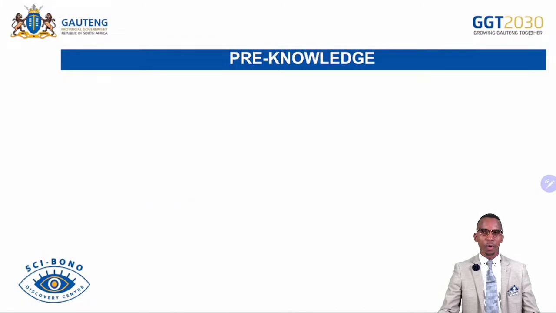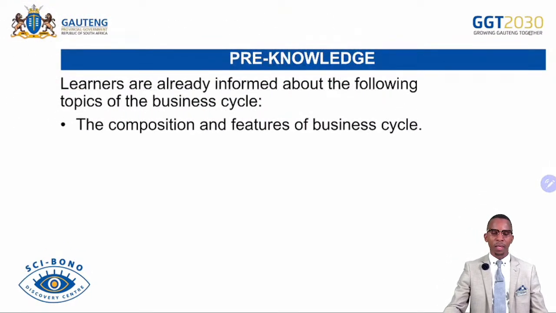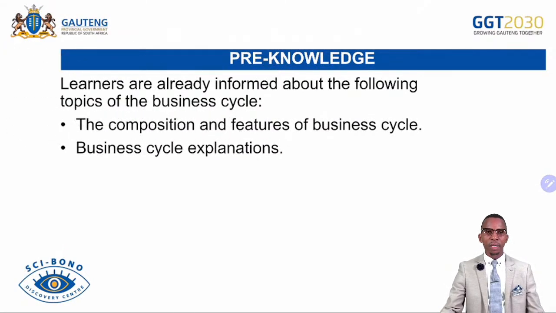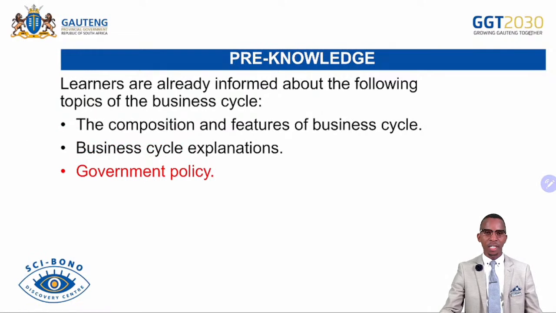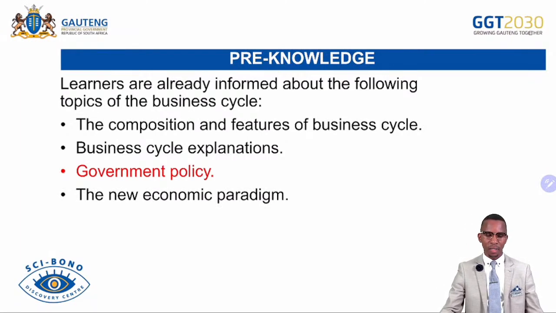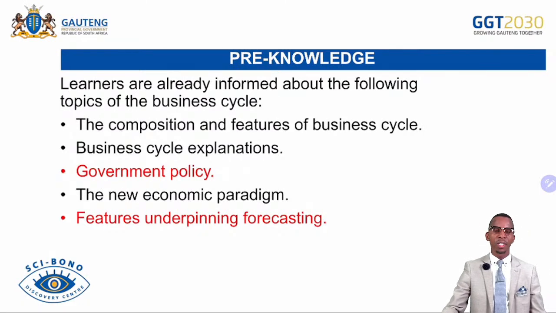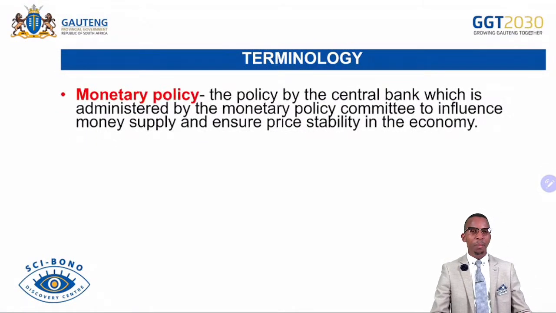It is believed that you already know the following content based on the given topics and the business cycle. The composition and the features of the business cycle are well known, and have been taught, we believe. Business cycle explanations are well known. The government policy comes today as a revision topic. The new economic paradigm has been covered, as well as features underpinning forecasting. It comes back today as a revision topic, but in there we are only taking amplitude as well as moving averages. These are the basic concepts that will assist you to understand the content during the course of the lesson.